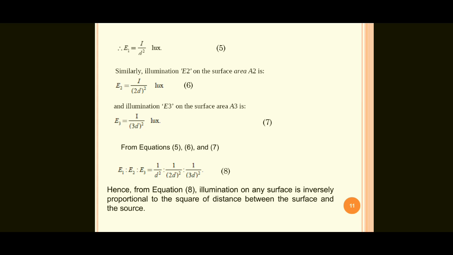The lamp efficiency means luminous flux by power input. This is important for ESET exams as well as for government jobs. One question we may expect. Next, utilization factor means the total lumens reaching the working plane to the total lumens emitting from the source. That is utilization factor.